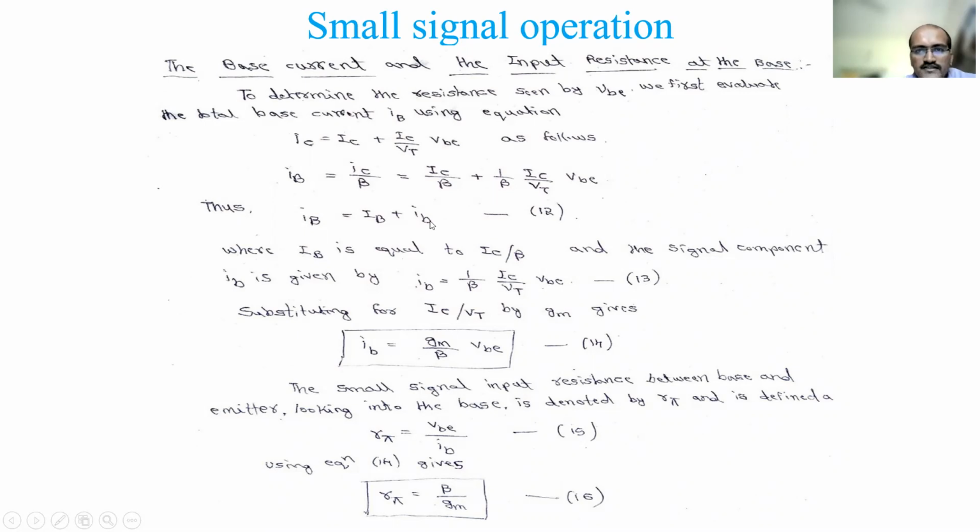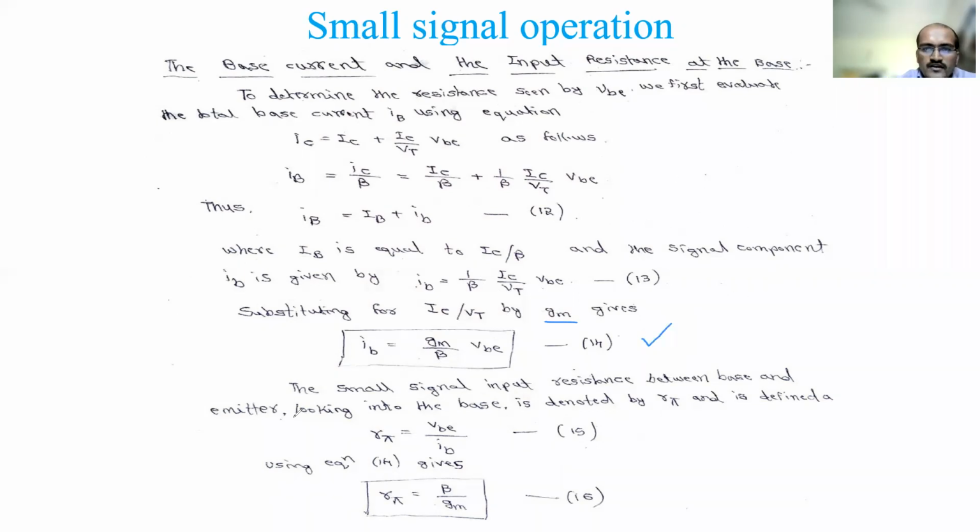Now we relate this to our base current expression. iB is equal to IC by beta, that is the first term, and the second term is the signal component ib, which is given by 1 by beta into IC by VT into vbe. We also know that IC by VT is nothing but the transconductance gm, as we saw last time. If we substitute that, we get ib equal to gm by beta into vbe. That is our base current expression. This is very simple. If they ask a problem, I will use this expression to find the base current.